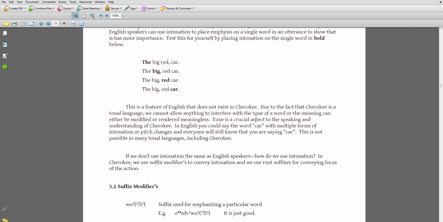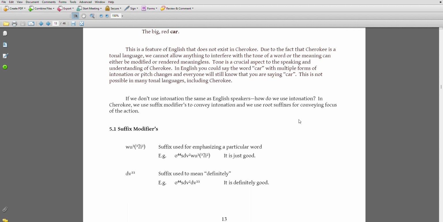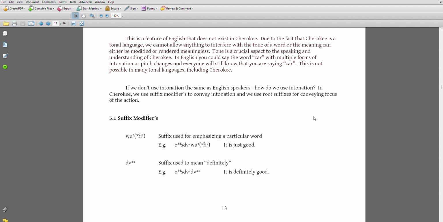If we don't use intonation the same as English speakers, how do we use intonation? In Cherokee, we use suffix modifiers to convey intonation, and we use root suffixes for conveying focus of the action. So, suffix modifiers. The suffix wu or wu-in. Most people don't say the full form of it, but wu-in. Suffix used for emphasizing a particular word.